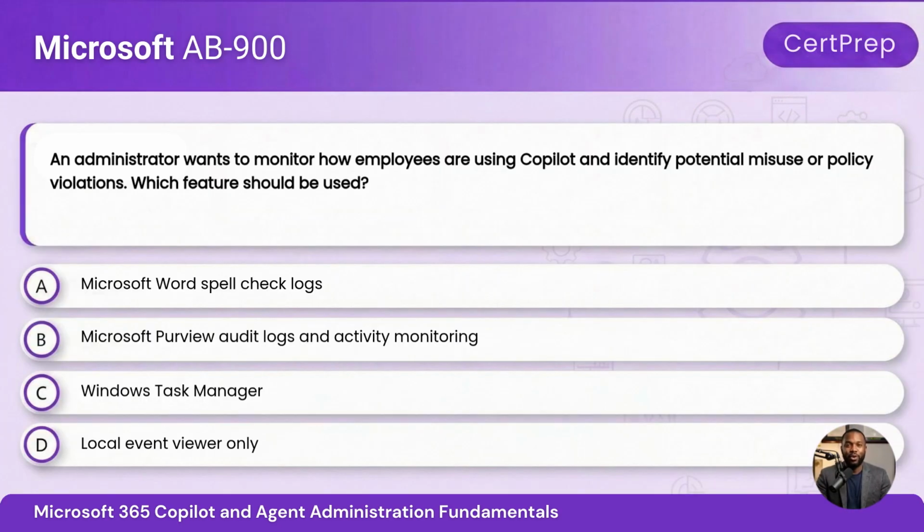Question number 4. An administrator wants to monitor how employees are using Copilot and identify potential misuse or policy violations. Which feature should be used? Option A. Microsoft Word spell check logs. Option B. Microsoft Purview audit logs and activity monitoring. Option C. Windows Task Manager. Option D. Local event viewer only.